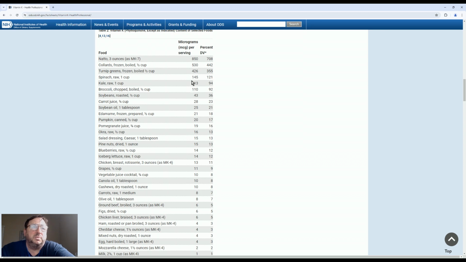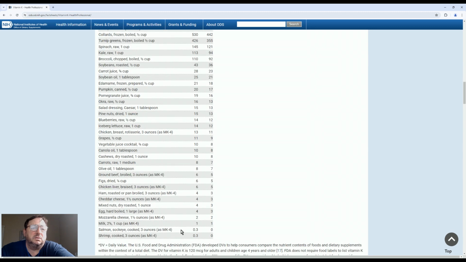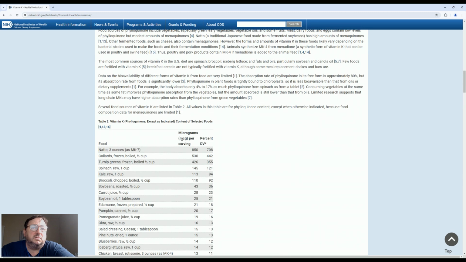Broccoli, kale, spinach, turnip, colored. And then you might like something else. Sometimes I go with something else. I don't mind to eat more, like pine nuts or blueberries, but you need to have a lot of it. Okra, a lot of it. So, for you to understand, you need to look at this MCG.